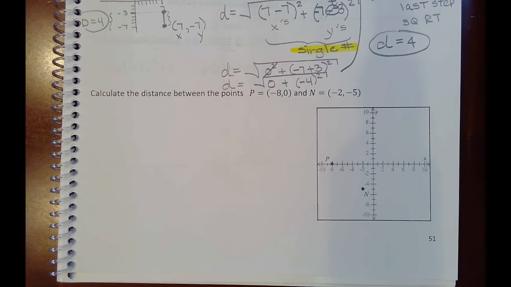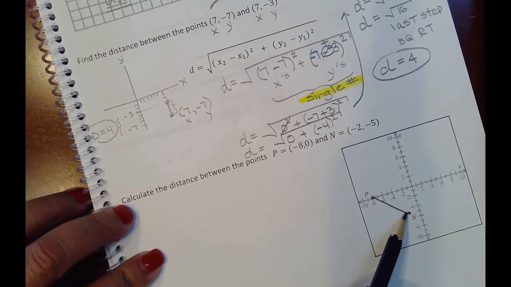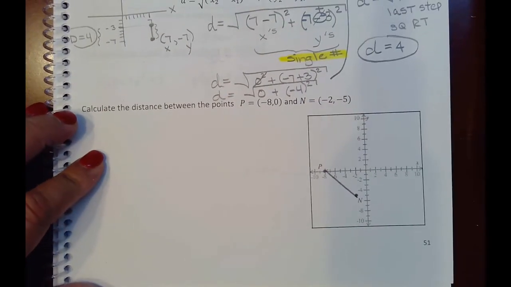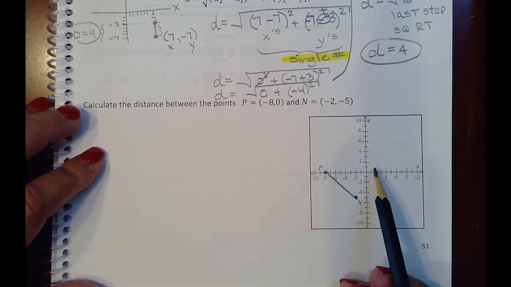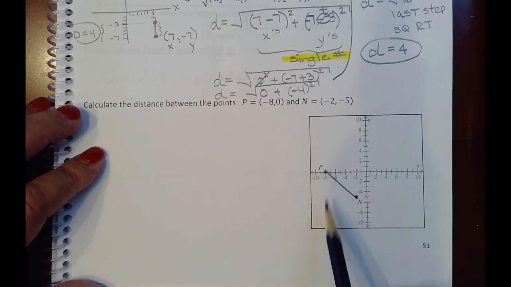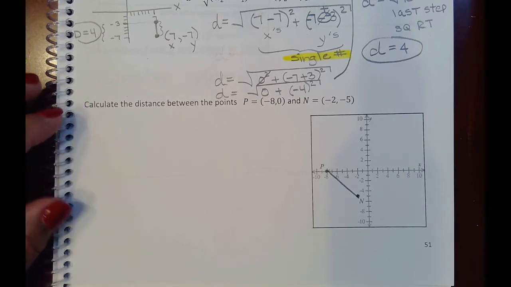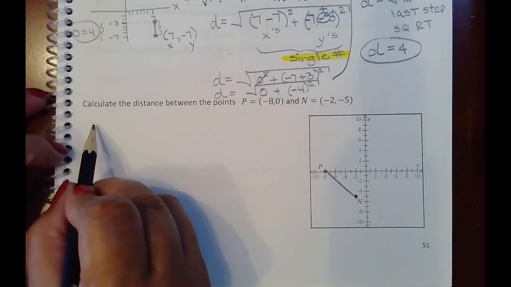Okay, so here you see that they have already plotted these 2 points for you, and you can see that they are spatially oriented on a diagonal. Okay, they're not horizontally across from each other, so you can't count the spaces. They're not vertically arranged, so you can't count the spaces. Okay, must use the distance formula here.